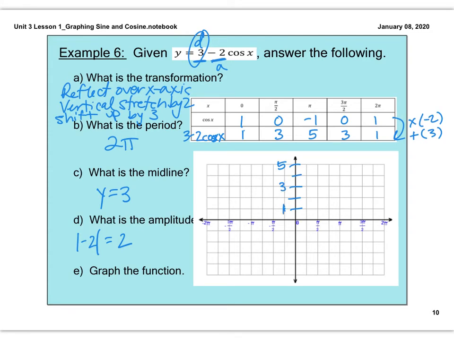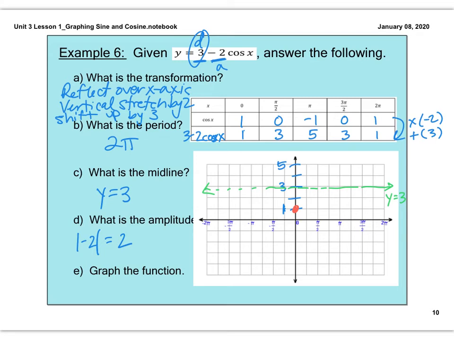Okay, so let's try to graph this. I'm going to go ahead and graph at 0 radians. My value is 1. So that's going to be here. The other thing I can do just for good measure is draw in my midline. So my midline is going to go at y equals 3. Half of my function should be above that, and half should be below.